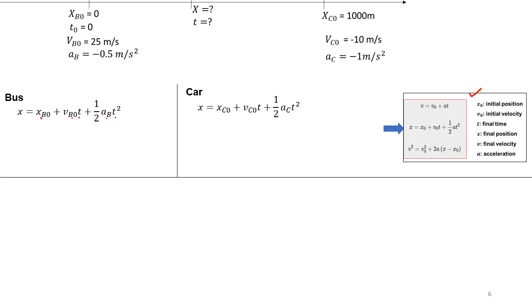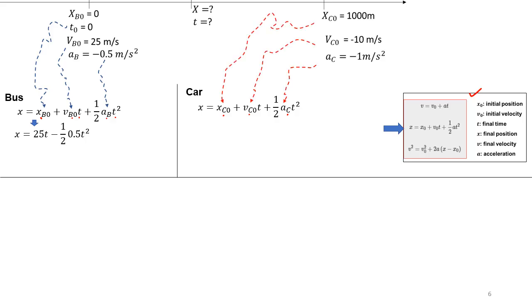In the case of car, it is same. x equal to xc0, the initial position of the car, plus initial velocity of the car multiplied by time plus half acceleration of the car multiplied by square of the time duration. So now substituting the values as we did in the previous example, we get x is equal to 25t minus half 0.5t square. Acceleration is negative. Similarly, substituting for the car, we get second equation.